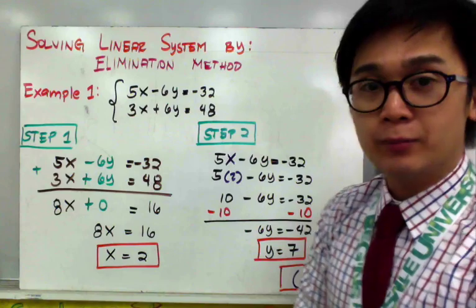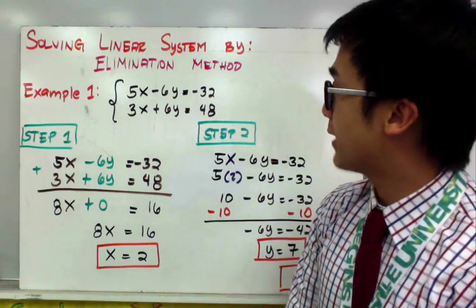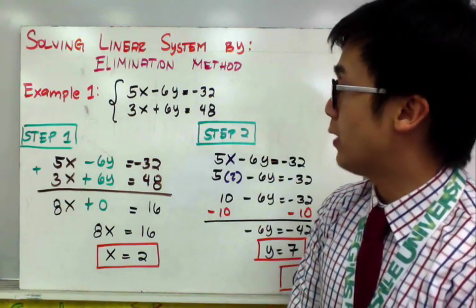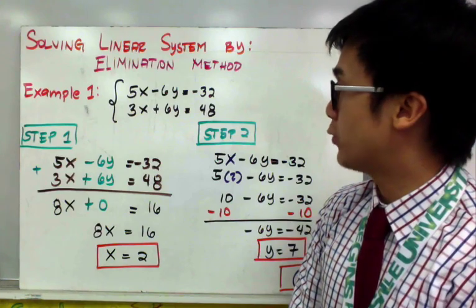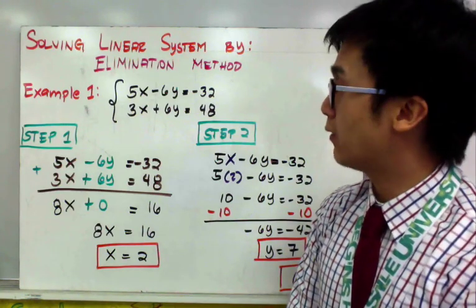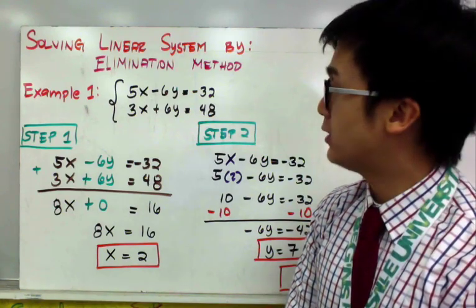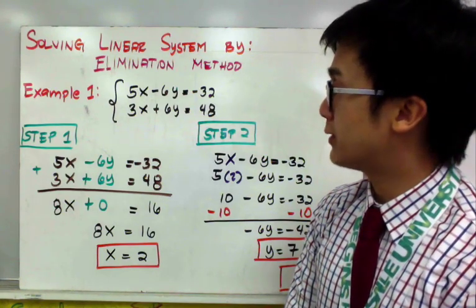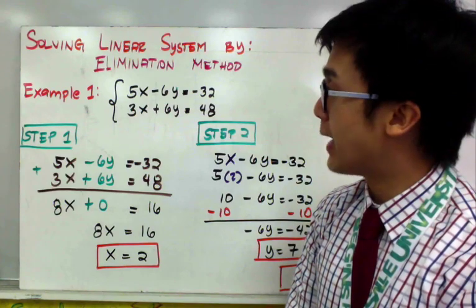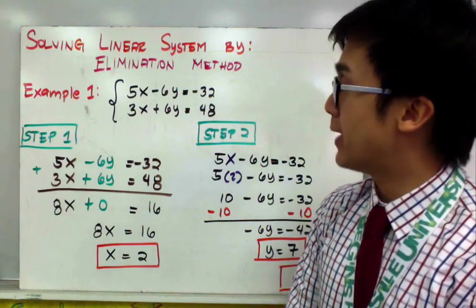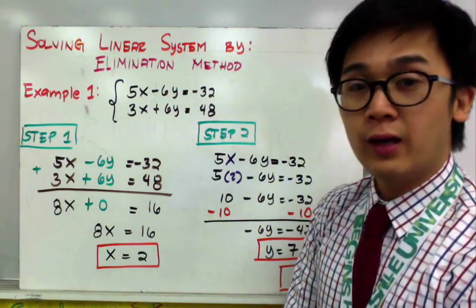For this example, we have 5x minus 6y equal to negative 32 and 3x plus 6y equal to 48, which you know very well falls under case number 3, wherein line 1 is in standard form and line 2 is also in standard form. So in this example, the elimination method is the best way to solve this linear system.